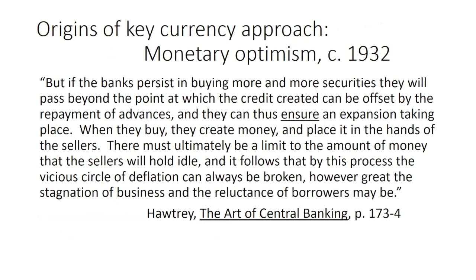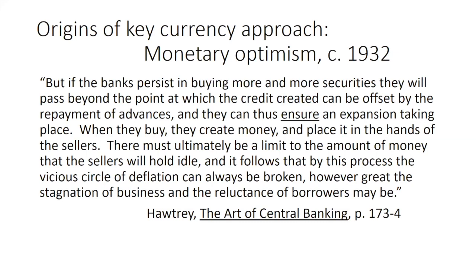Why did it grow that way? It didn't have to be that way. In 1932, this is a quote from Hawtrey, there are the origins of the current key currency approach, exactly in this period, and there was monetary optimism. Central bankers thought that if we could just cooperate, we can solve this depression problem. And this is his emphasis: we can ensure an expansion taking place.